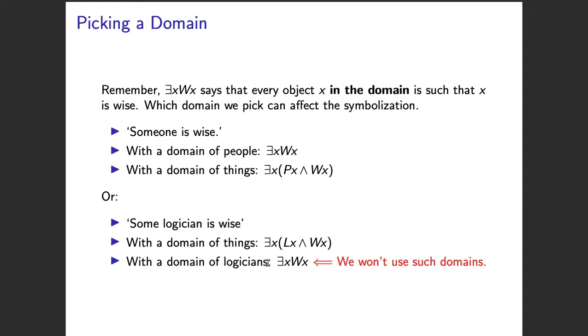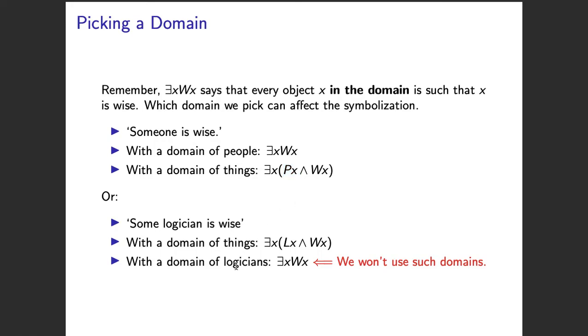So what is being done with the domain here is being done with an explicit restrictor predicate here, just as in the case up here, where what's done by restricting the domain to people up here, once we expand the domain, it's going to have to be indicated by an explicit restrictor predicate.